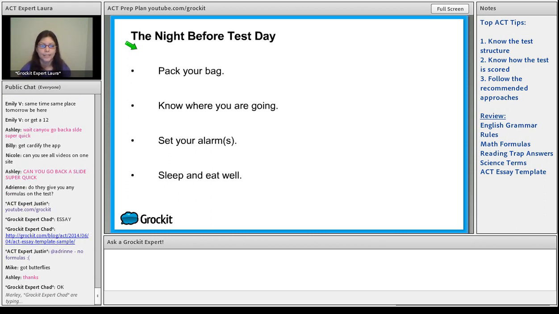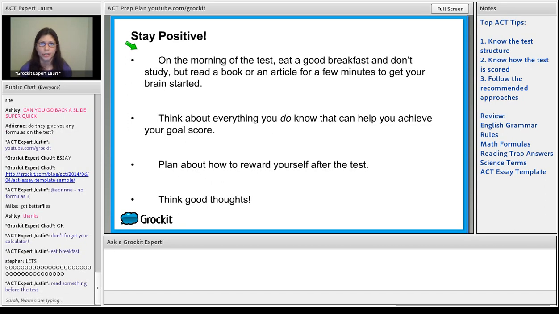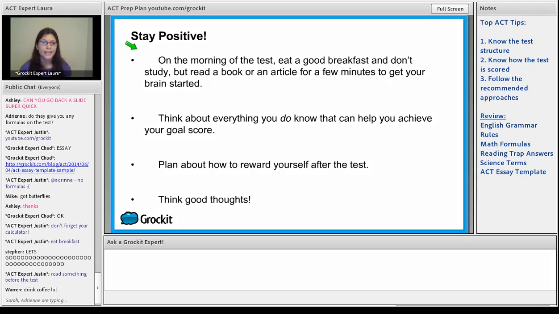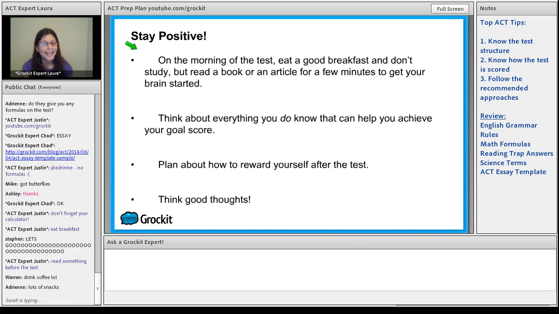And then staying positive, you actually want to wake up your brain ahead of time. So read something. It can be ESPN.com if you want it to be, or New York Times, or the back of the cereal box. Make sure your brain is awake before you start on your first question. Make sure you think about everything you already know and the things that you learned here tonight.